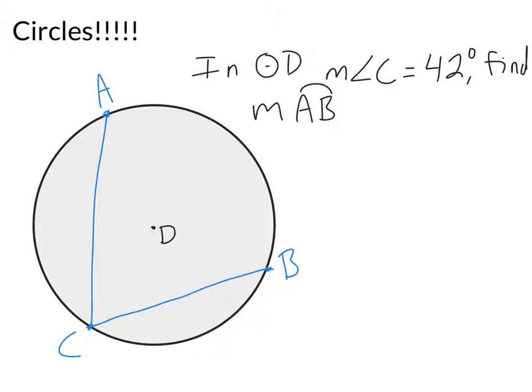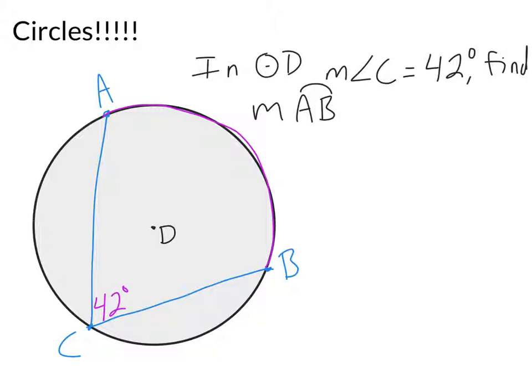Done! All right, this one says, in circle D, the measure of angle C is 42 degrees, so I'll go ahead and jot that down. Find the measure of arc AB, so I'm looking for this arc right here.